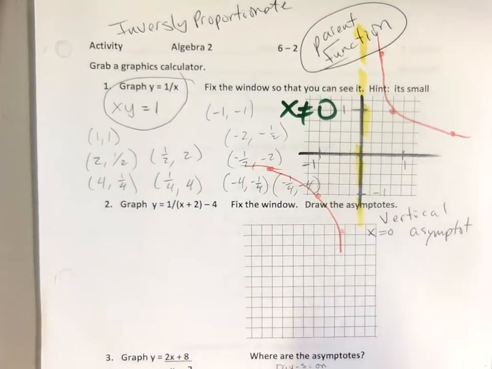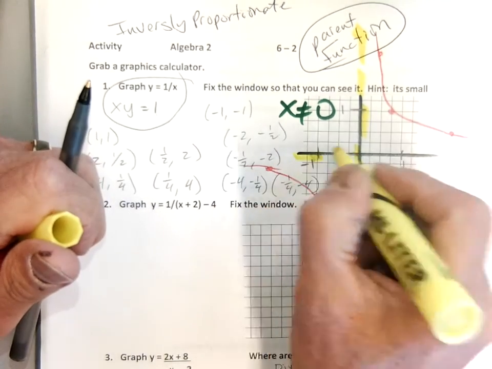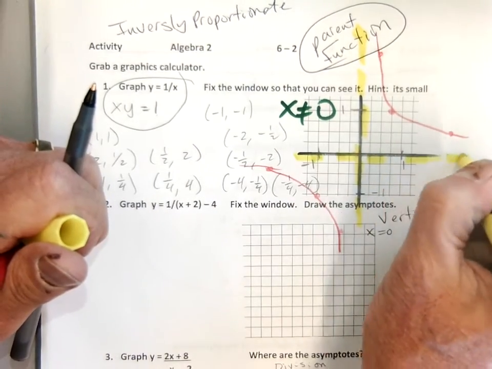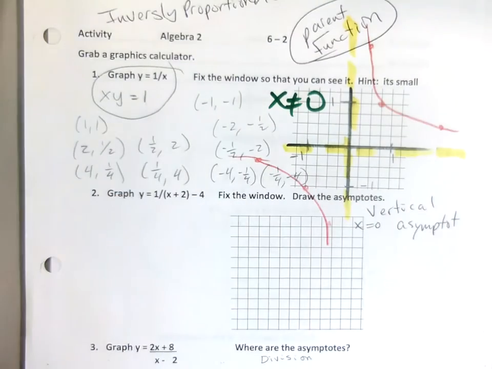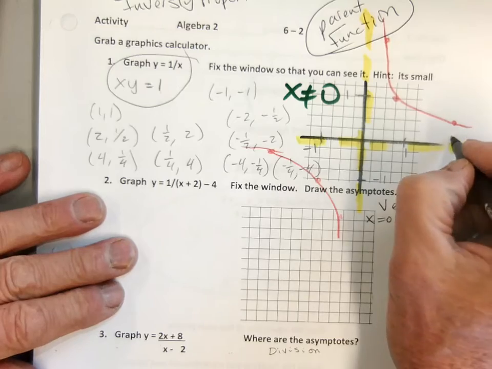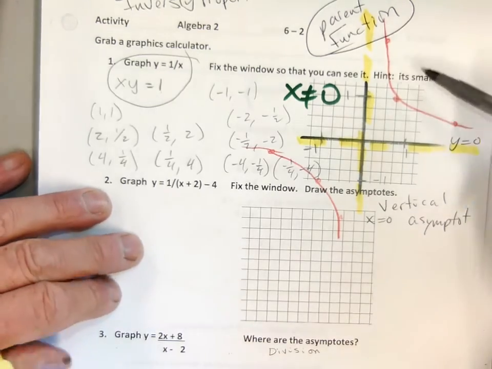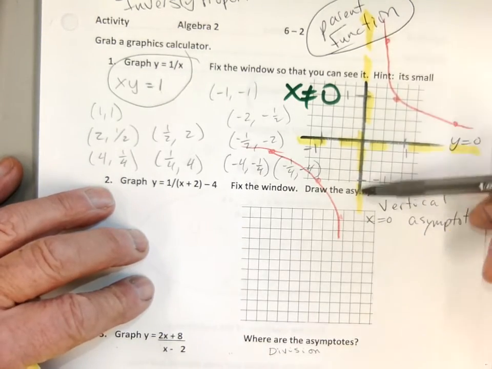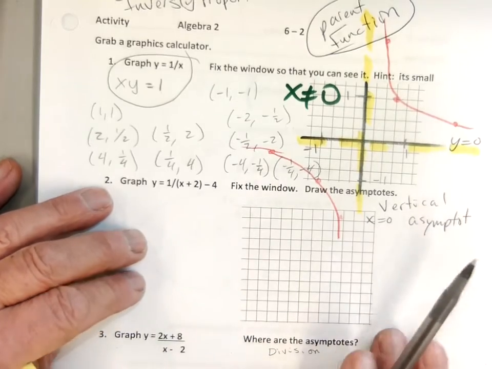I also have a horizontal asymptote. Because if x can't be 0, like Cookie Monster says, then y cannot be 0. Because if you have no cookies and you have no friends, you'll have an asymptote at the vertical and at the horizontal.